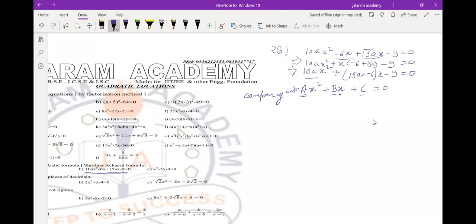If you take x common, it is minus 6 plus 15a minus 9 equals 0. Now convert it in the form ax square plus bx plus c equals 0. So in place of capital A, it is 10a. In place of capital B, it is 15a minus 6. And in place of capital C, minus 9 is there.